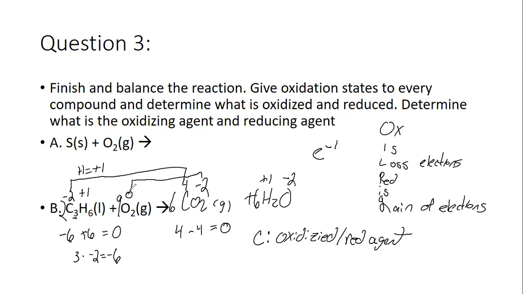Oxygen went from 0 to -2, and also -2. So oxygen became more negative, which means it gained electrons. So oxygen was reduced, or the oxidizing agent. And in fact, that's why they call it oxidation, because oxygen is usually the oxidizing agent. If oxygen is present, a lot of the times it will be the oxidizing agent. That's why we call it oxidizing, because it involves a lot of oxygen, especially in combustion reactions. So that's the answer to B.